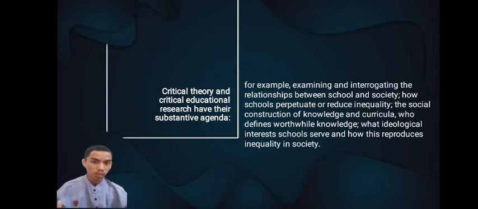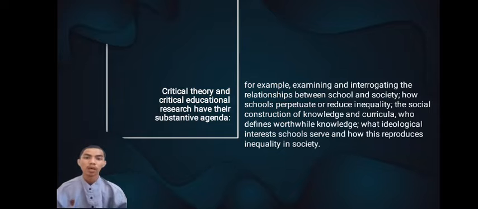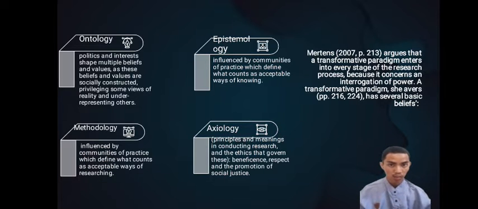Slide number 2. Critical theory and critical educational research have their substantive agenda, for example, examining and interrogating the relationship between school and society, how schools perpetuate or reduce inequality, the social construction of knowledge and curricula, who defines what is real knowledge, what ideological interests schools serve, and how this reduces inequality in society.